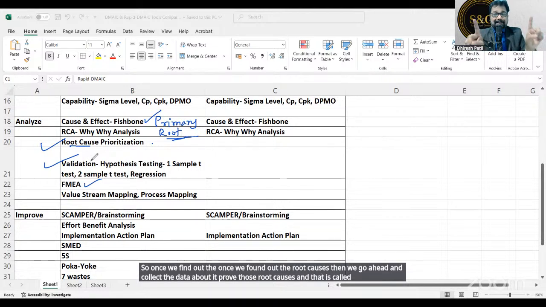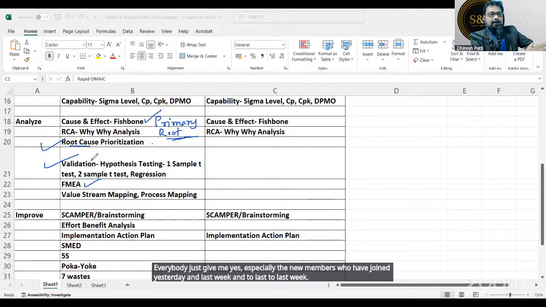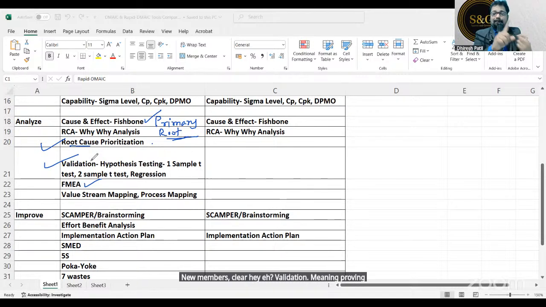Are you clear with this point? Validation meaning proving your root cause with the help of data. Are you clear? Just give me yes in the chat box. All the new members, are you clear with this definition of validation? Everybody just give me yes, especially the new members who have joined yesterday and last week. New members, is this clear? Validation meaning proving your root causes with the help of data.